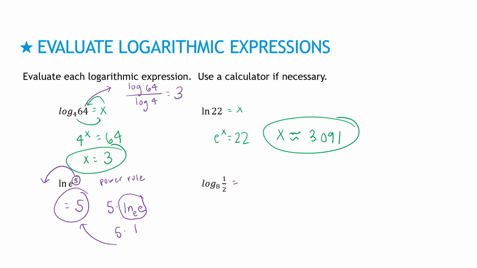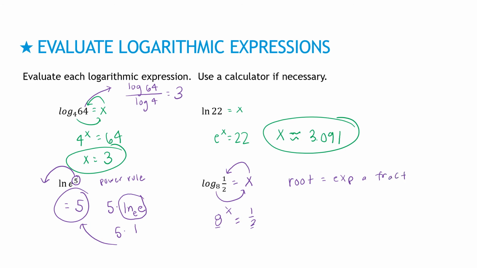Next one, or last one, I guess. Again, 8 to the x equals 1/2. So again, what I'm looking for here is 8 to what power is 1/2? And these are the trickiest ones. Whenever I have to take a root, because obviously I'm going from 8 to 1/2, which is a smaller number, which means I have to take a root. Whenever I'm taking a root, that means my exponent is going to be a fraction.